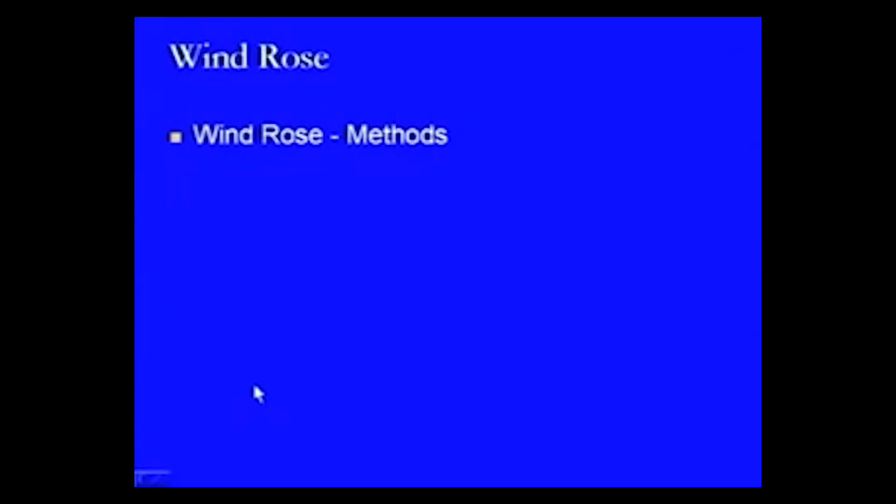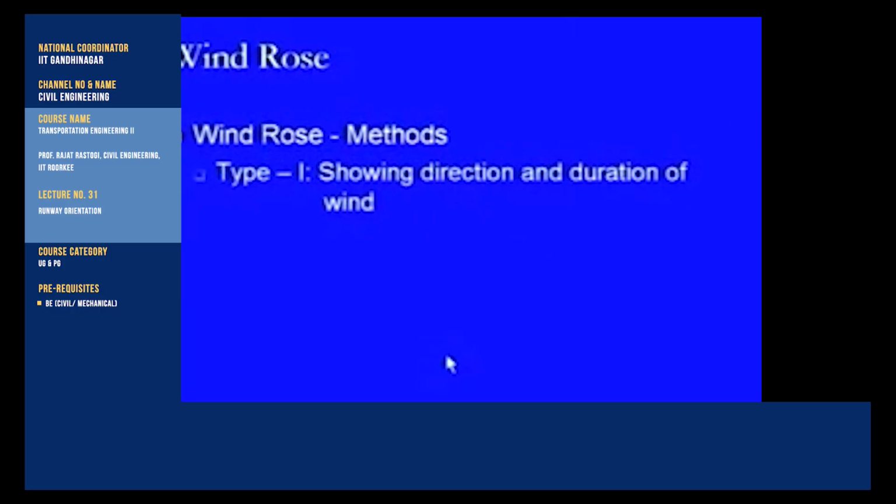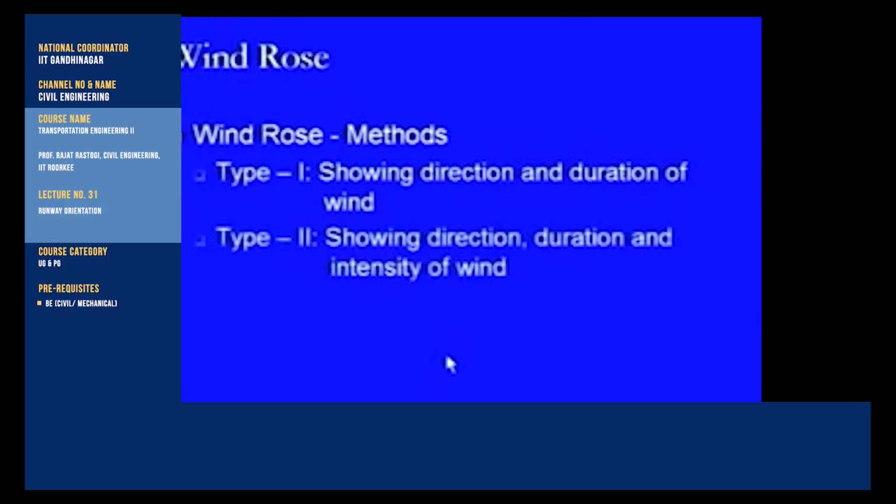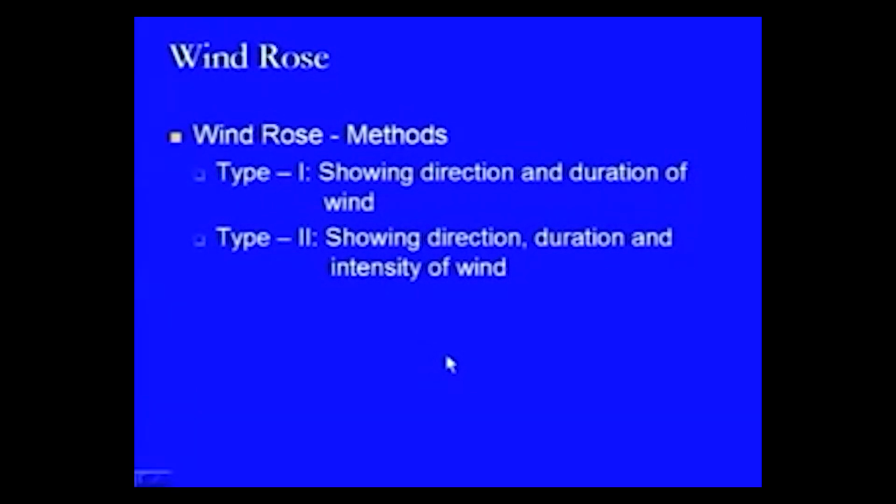There are different methods by which these windrose diagrams can be drawn, because in the previous diagram we have only shown the directions. Then what is the use of those directions and how is that being done? There are different ways. Most of the time we use two types of windrose diagrams. Type 1 shows direction and duration of wind, whereas type 2 shows the direction, duration and intensity of wind, that is, all three parameters are shown in the second case. So, we will be looking at both types of windrose diagrams now.